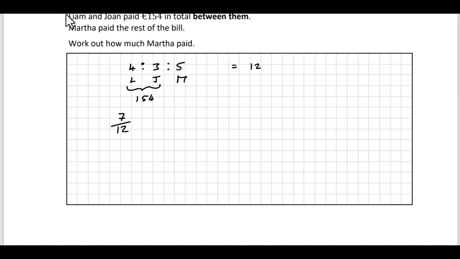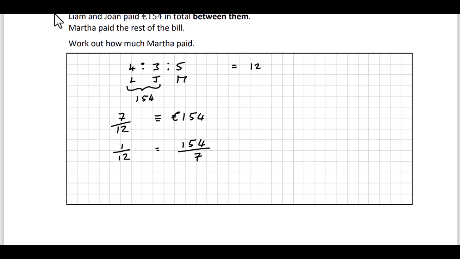We know that 7/12 is equivalent to 154 euros. So we want to know what 5/12 is. There are a number of ways of doing this, but the way I would usually do it is see what 1/12 is. So we've gone from 7/12 down to 1/12. What did we do to do that? We divided the left hand side by 7. So divide the right hand side by 7.